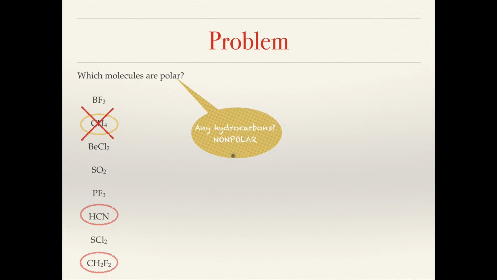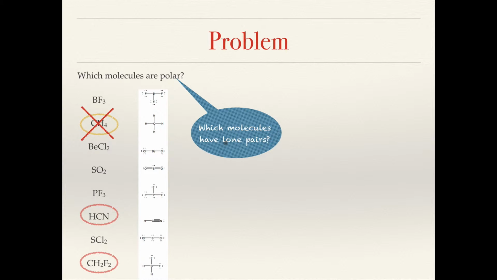choice question. We can't really say anything about BF3, beryllium dichloride, sulfur dioxide, PF3, and SCl2 yet because we need to draw the Lewis structure and see if they have a lone pair. So this will take a little more time. There's not much we can do about that. But remember that molecules that have lone pairs will be polar. So I provided the Lewis structures here.